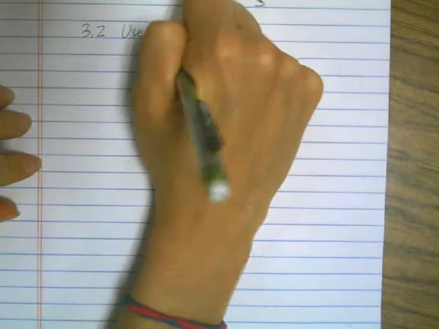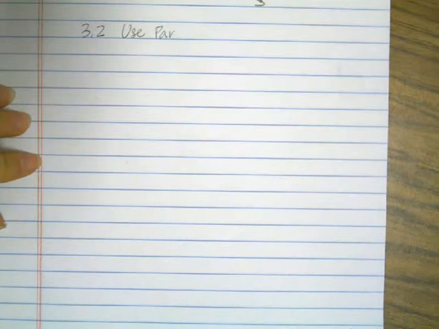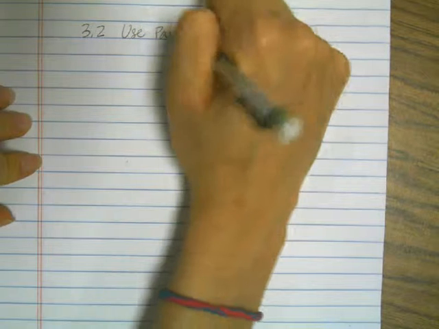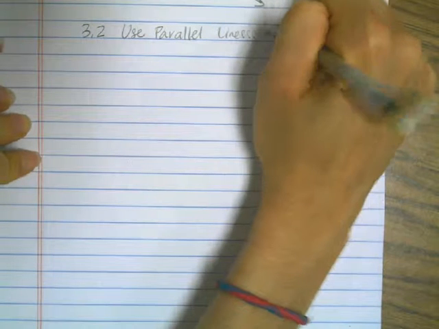3.2 is using parallel lines and transversals.